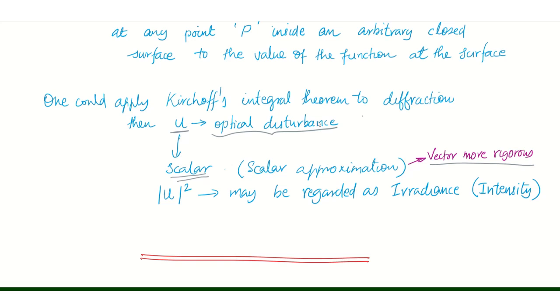However, u square can represent the irradiance or the intensity which we are interested in, or which we experience with our eye, or which you experience with your measuring instrument or a camera, whatever you use. In this case of a scalar wave function, u square is regarded as the irradiance or intensity of the wave.